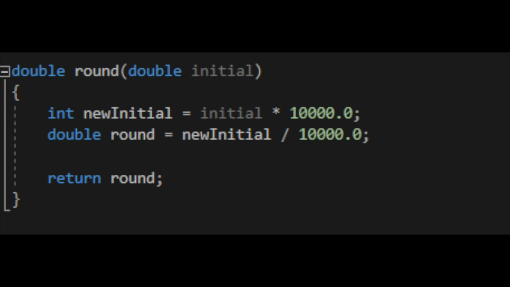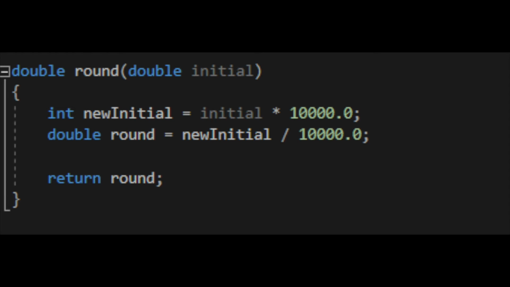Next, we're going to need a rounding function. We begin double round with argument double initial. We go on to take the initial value and multiply it by 10,000 equal to an integer new initial to drop the remaining decimals. Then we do double round is equal to the new initial divided by 10,000, allowing for 4 decimals. And then you return round, giving you the rounded decimal.